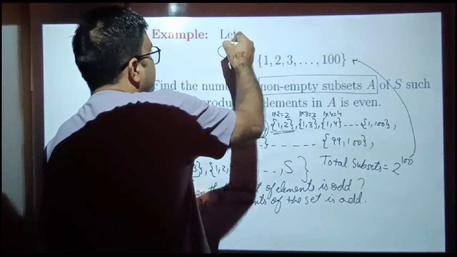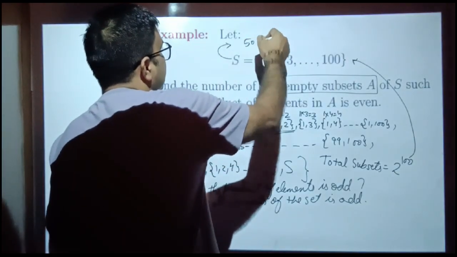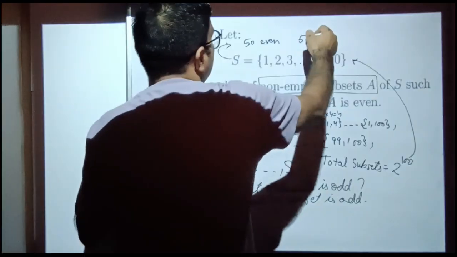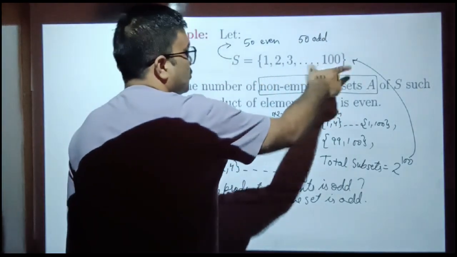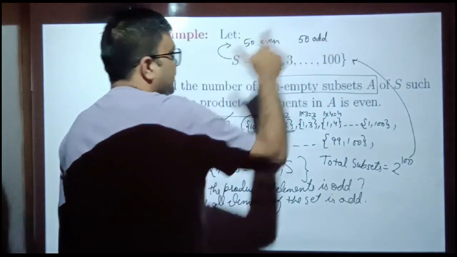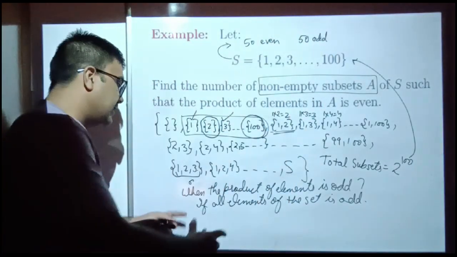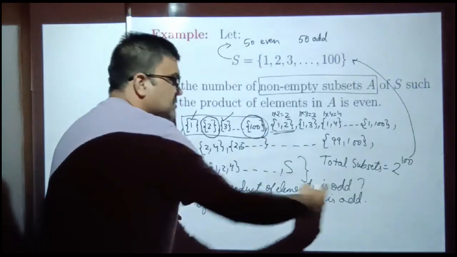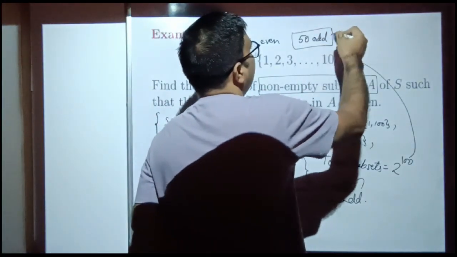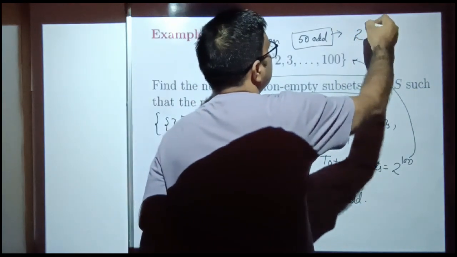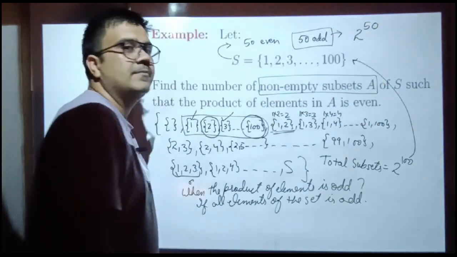Out of these, we are saying there are 50 even numbers and 50 odd numbers. We have 1, 2, 3, 4, total 100 numbers. 50 are even and 50 are odd. We are interested in all subsets of these odd numbers. So how many subsets will be formed with only the odd numbers? That will be 2 raised to the power 50.